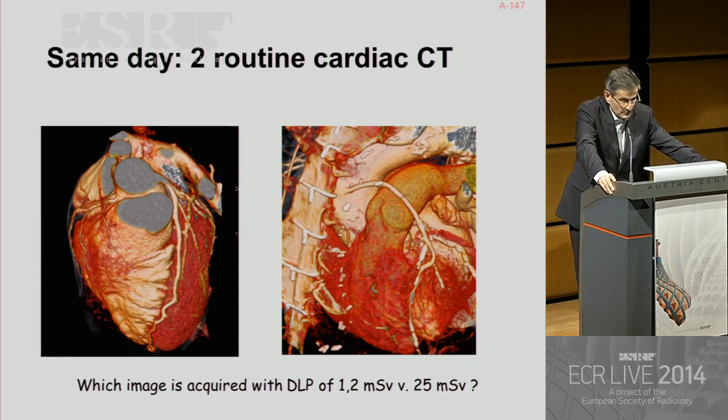If you look at these two images, maybe you want to guess which one was performed at 1.2 millisievert and which one was done at 25 millisieverts. You may guess it's the right one, which is associated with higher radiation dose because you see bypasses. But in terms of image quality, it's quite the same.